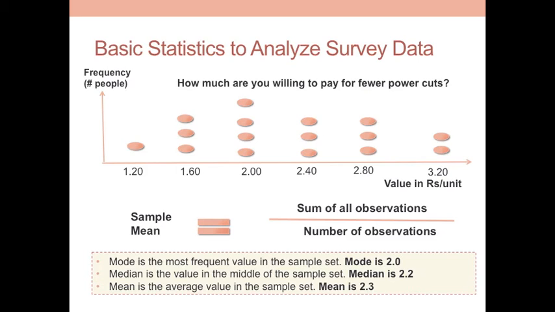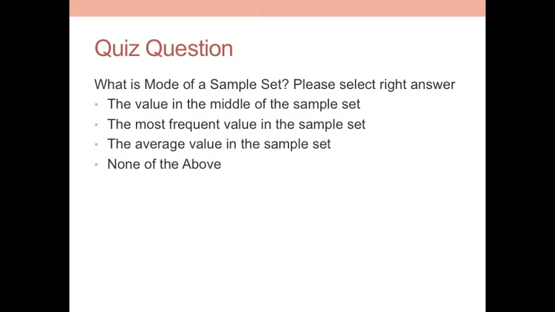and higher quality electricity. So the first quiz question in business statistics is, what is the mode of a sample set? Please select the right answer. Your options are the value in the middle of the sample set, or the most frequent value in the sample set, or the average value of the sample set, or none of the above.